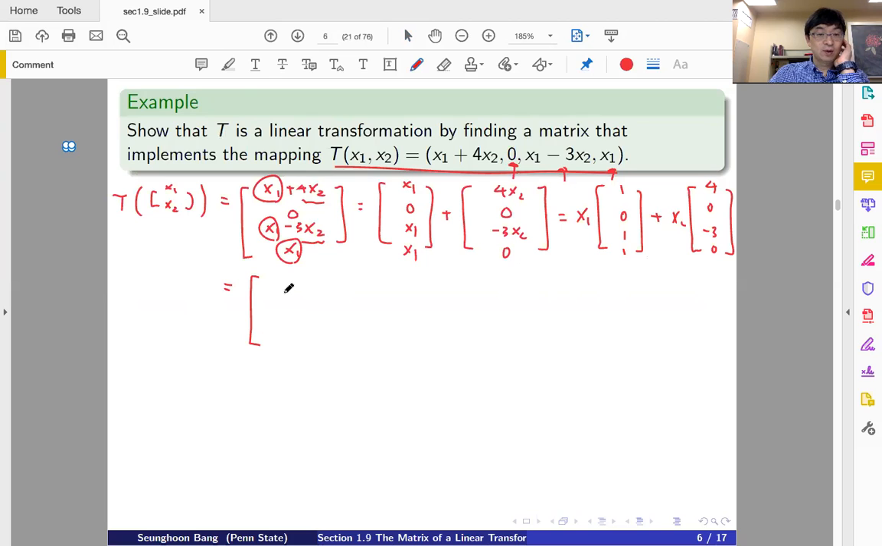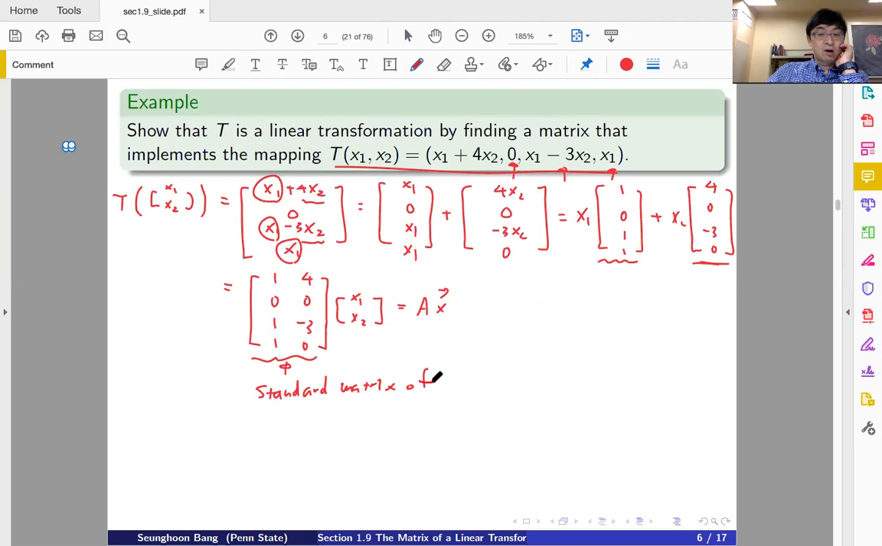Here we have the first column, 1, 0, 1, 1. The second column is 4, 0, negative 3, 0, times the vector x, (x1, x2). We change it to the A times X form. So this is what? The standard matrix of the linear transformation T.